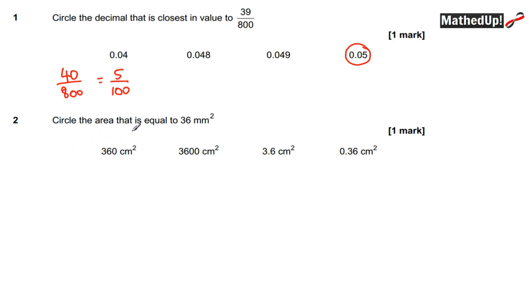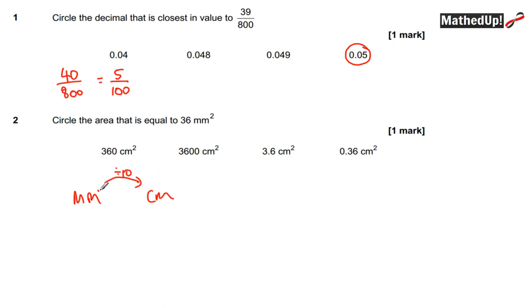Question number 2, it says circle the area that is equal to 36 millimeters squared. Now, first of all, I just need to think about, well, if it was 36 millimeters and I was converting that into centimeters, then to change millimeters into centimeters, I would need to divide by 10. So 36 millimeters would be 3.6 centimeters because I've divided by 10.